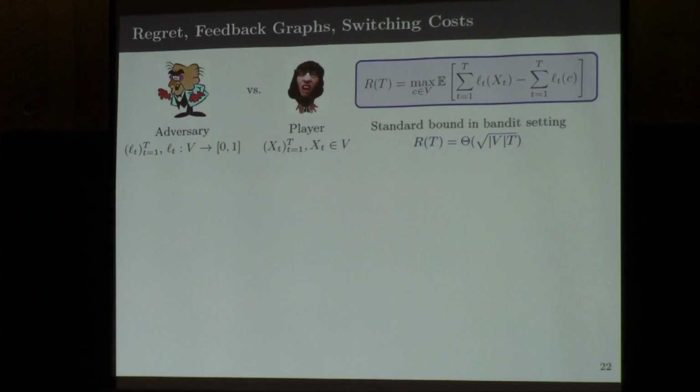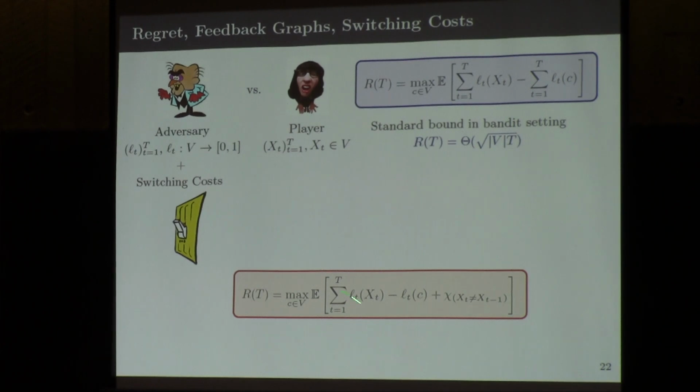Okay, so this is how I'm going to formally describe the problem. Again, the standard setup is as follows. You have an adversary and a player, you're minimizing regret, and in the multi-armed bandit setting, the standard minimax regret bound is square root of VT. V is again the action set size, so think of K. When we add switching costs, this is the problem we're interested in. We want to minimize the regret, which is basically the regret plus switching costs associated with every subsequent round where we switch.